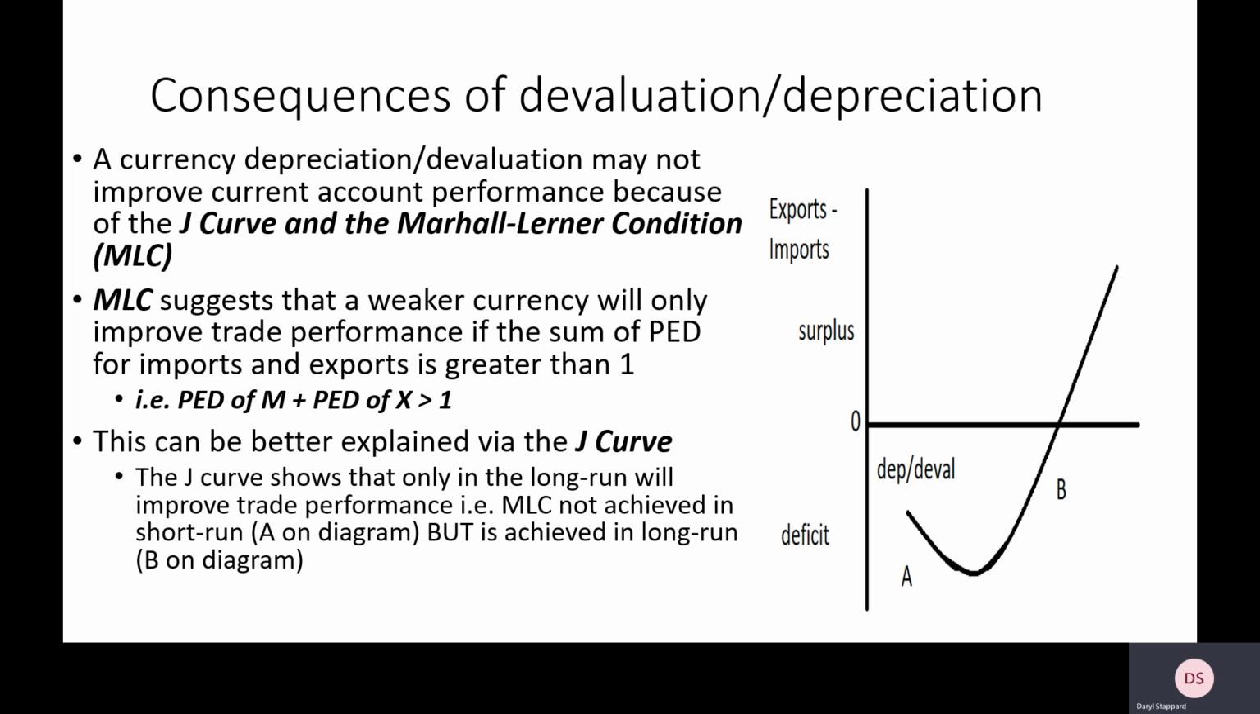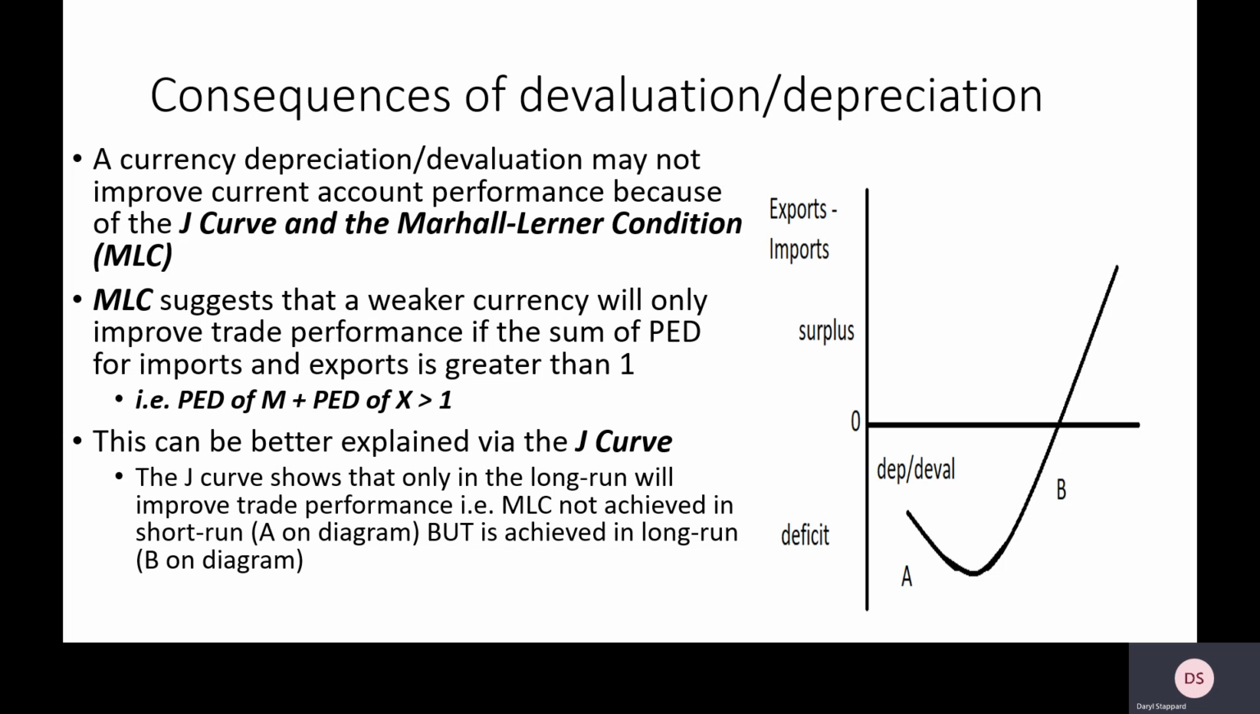Now, what we've got here then, we've got 0 in the middle of the diagram. Anything above 0 would signal a trade surplus: the value of exports exceeds the value of imports. Anything below 0 would show a trade deficit, so the value of exports is less than the value of imports. On the horizontal axis, we're measuring time, so time since the currency became weaker.